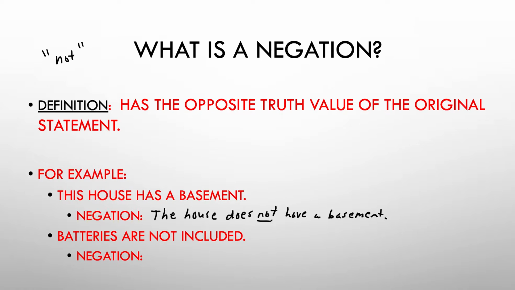So think about your truth values. Now, I don't know how your house is, but most of our houses don't have basements. So for most of us, if I walked into your house and said, this house has a basement, you would likely be telling me that this is false. And if I walk in your house and I say, this house does not have a basement, you would likely be telling me that that was true. And so you can see how the truth value has switched from a false statement to a true statement when we did the negation.